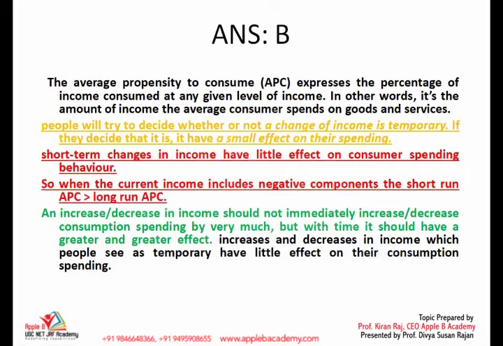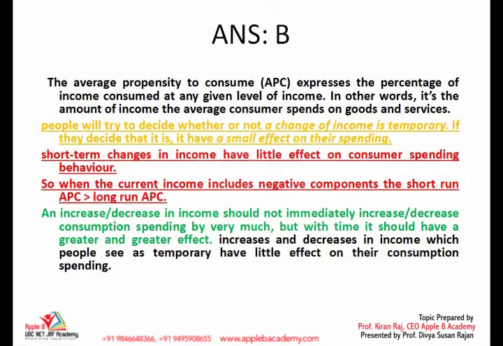So as a result, short-term changes in income will have little effect on consumer spending behavior. So when the current income includes negative components in the short run, APC will be higher as compared to the APC in the long run. An increase or decrease in income should not immediately increase or decrease consumption spending by very much, but with time it would have a greater and greater effect. For this reason, increases and decreases in income, which people see as temporary, have little effect on their consumption spending pattern.